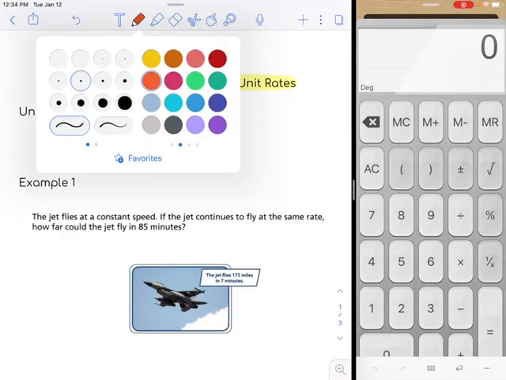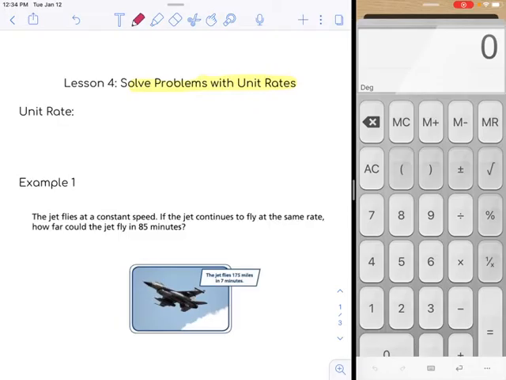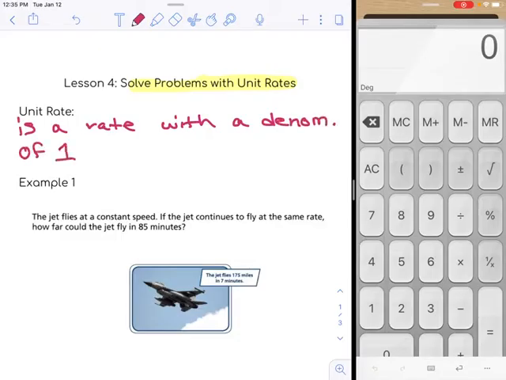So just as a reminder, we learned about unit rates the past 2 days, and a unit rate is a rate with a denominator, I'm going to abbreviate here, denominator of 1. So your denominator is always 1 whenever you find a unit rate. Think of unit, 1 unit, 1.